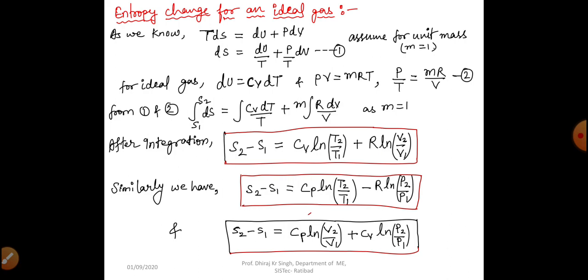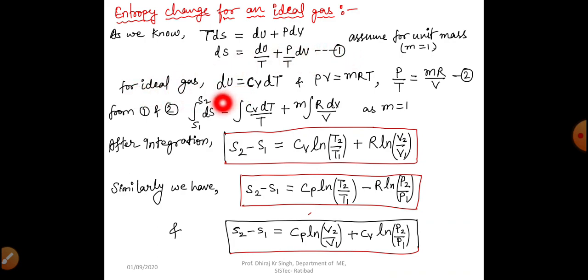Now dear students, we want to find out the entropy change for an ideal gas. We all know the ideal gas equation, PV equal to mRT. So we want the entropy change values for an ideal gas. As we know, TdS equal to dU plus PdV, which I derived earlier with the help of the first and second law of thermodynamics. When we divide the whole term by T, dS equal to dU by T plus P by T dV. This will be our equation number 1.